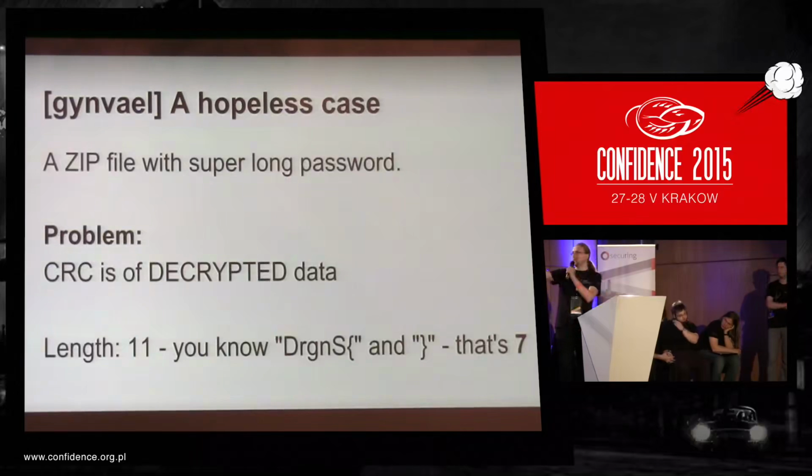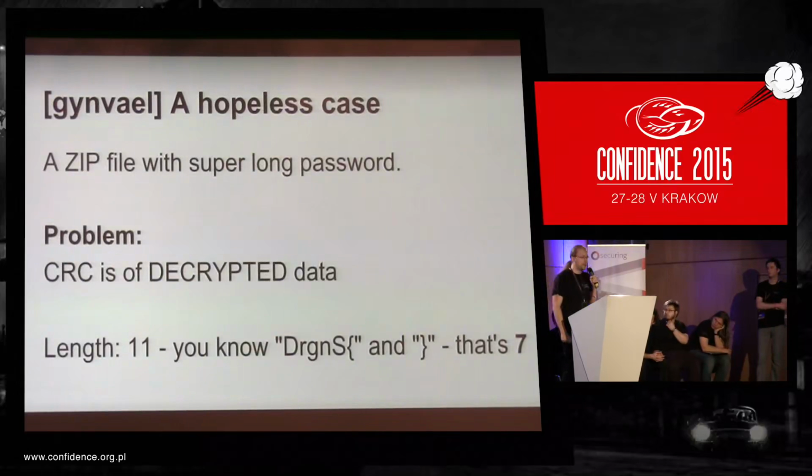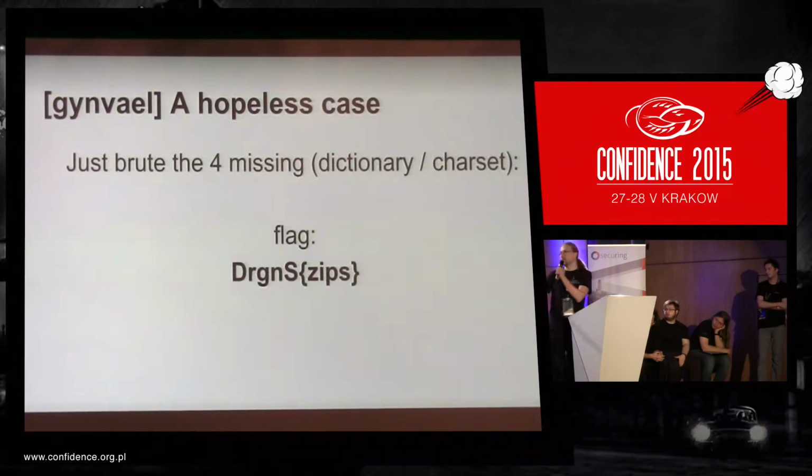Now, the CRC in the zip header is actually of the decrypted data. It's not of the encrypted data, which means that you have the CRC of the real flag. So you just have to brute force the additional 4 bytes, and the flag was dragons zips.